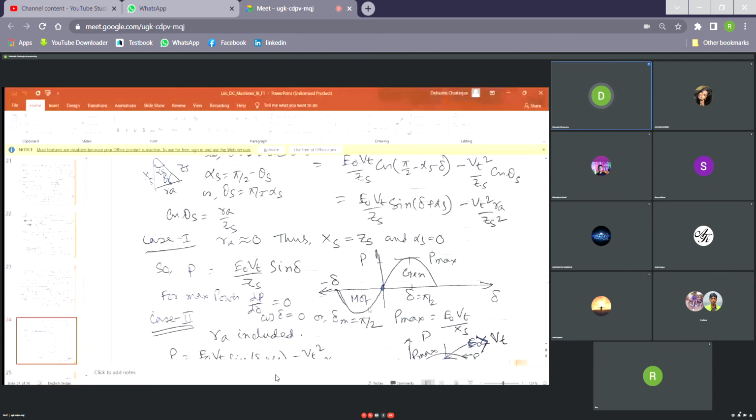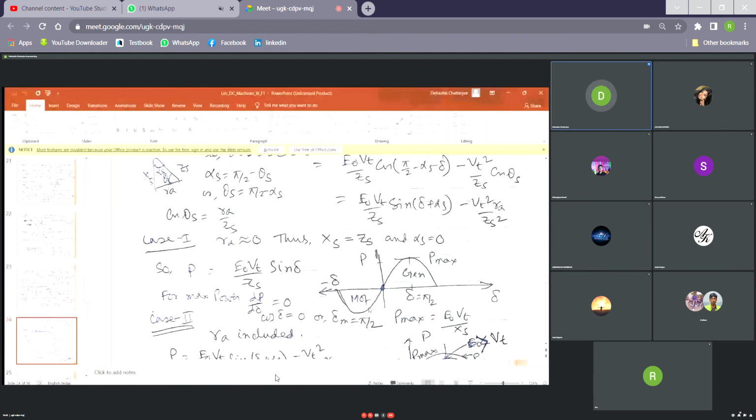So now, for the case where we consider resistance, this Vt square by Zs square Ra represents some losses, resistive losses. So now, if you have the entire expression, you can plot P versus delta like this, with two parts. One is P1, which is a sinusoidal variation, and another is a constant term P2.